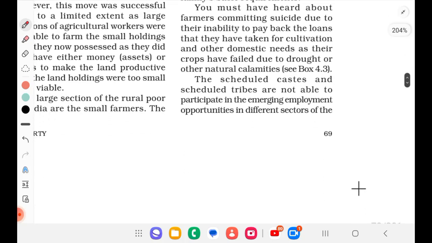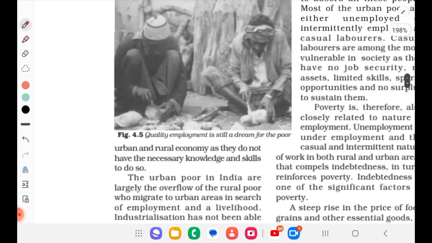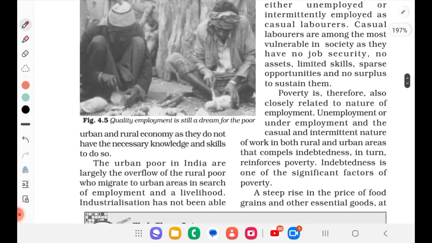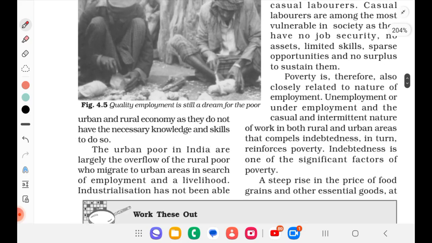The scheduled caste and scheduled tribes are not able to participate in the emerging employment opportunity in different sectors of the urban and rural economy as they do not have necessary knowledge and skill to do so.